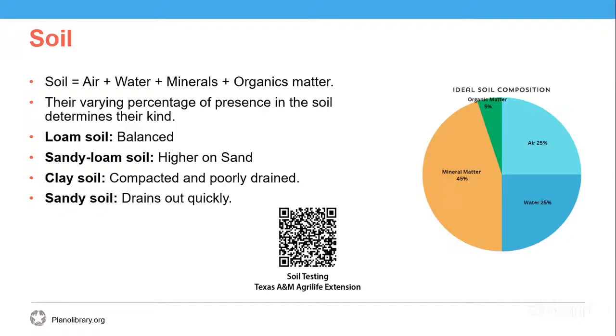Sandy loam soil, as the name says, is similar to loam but with a higher proportion of sand, making it drain even faster. So you may need to water your plants more.